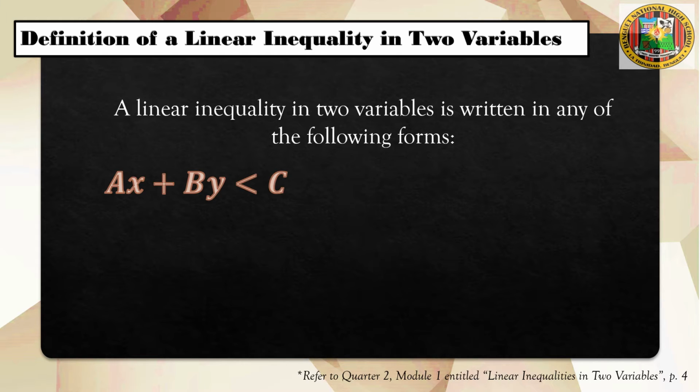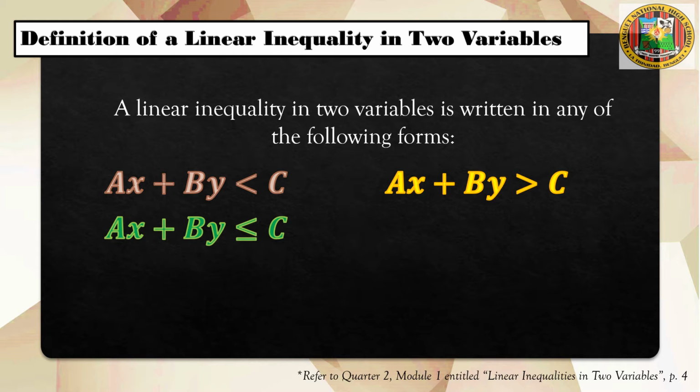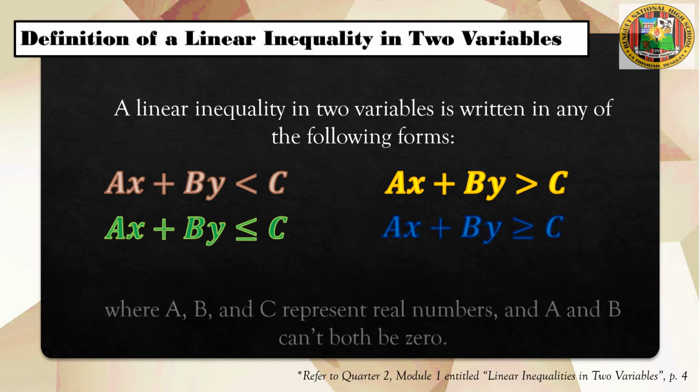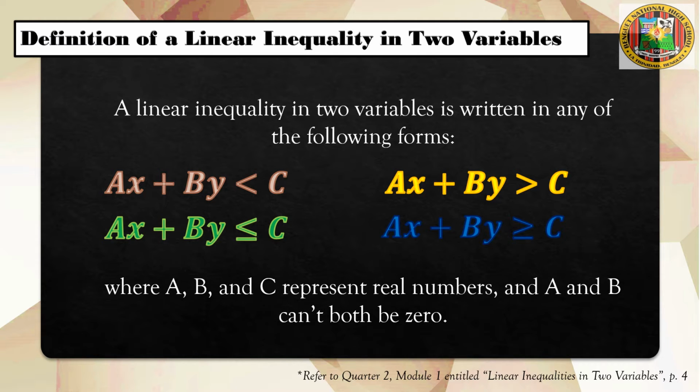ax + by < c, ax + by > c, ax + by ≤ c, and ax + by ≥ c, where a, b, and c represent real numbers and a and b can't both be 0.